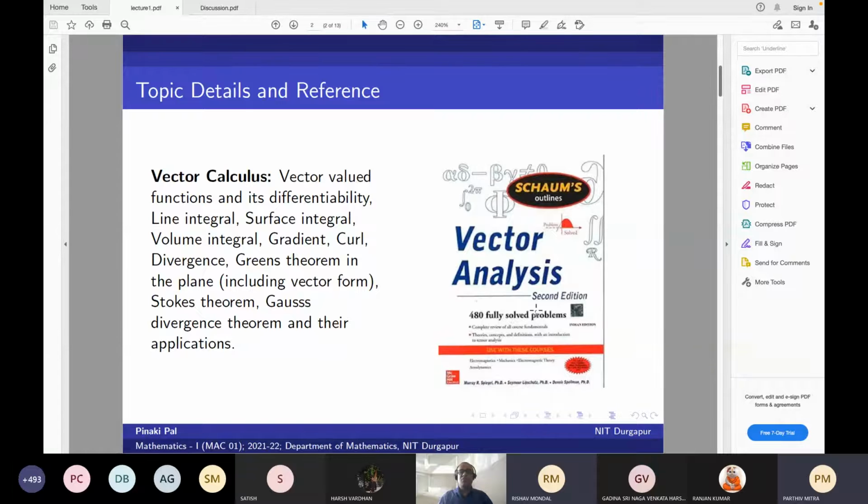And this is the book. For most of the parts I will be teaching, I will use this book, Vector Analysis by Spiegel. Some of you might be acquainted with this book, and a soft copy is available, and you can have a hard copy of this if you can afford. It is a nice book, and especially the problem collection is very good.